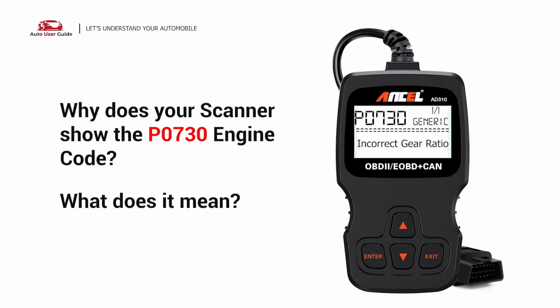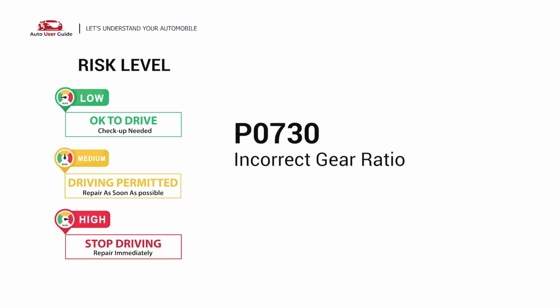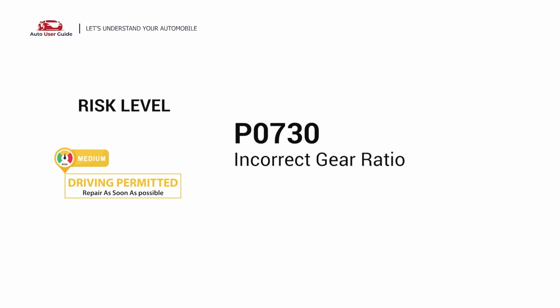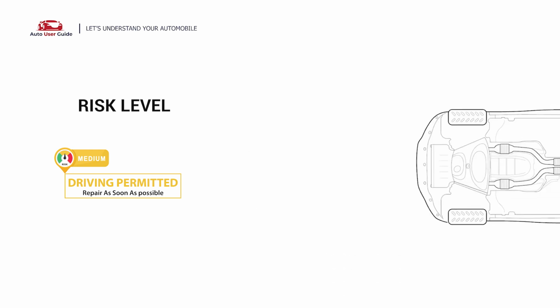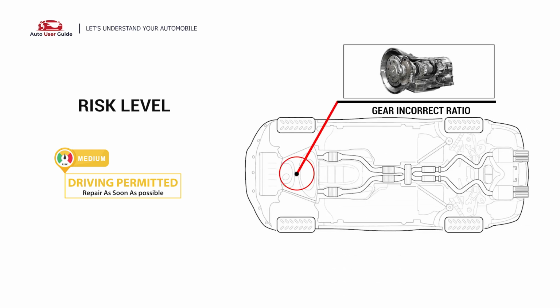Why does your scanner show the P0730 engine code? What does it mean? P0730 is a diagnostic trouble code for incorrect gear ratio. P0730 engine code indicates that there's an incorrect gear ratio in your automatic transmission. Under this circumstance, short-distance driving is permitted, but your vehicle should be repaired as soon as possible.